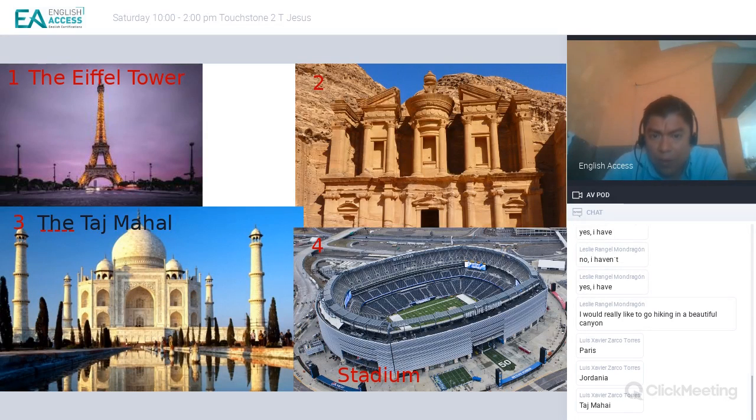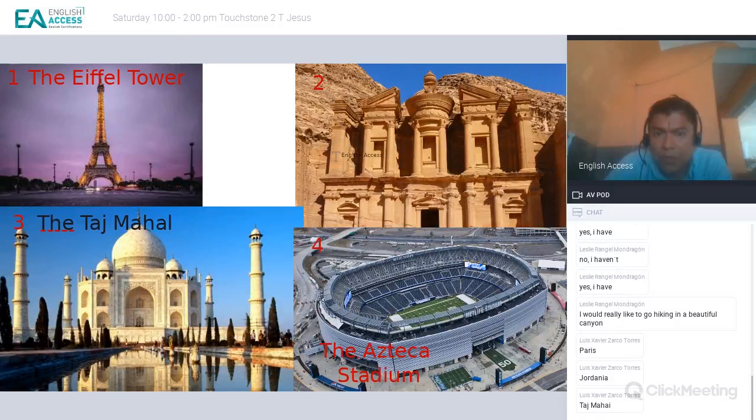The Eiffel Tower. On picture number four, I only have a stadium because this is the type of building. If I had the name, for example, let's imagine this is the Stadium Azteca in Mexico City, I will say the Azteca Stadium. Yes, remember that is the specific. If it's specific, then you don't use the.